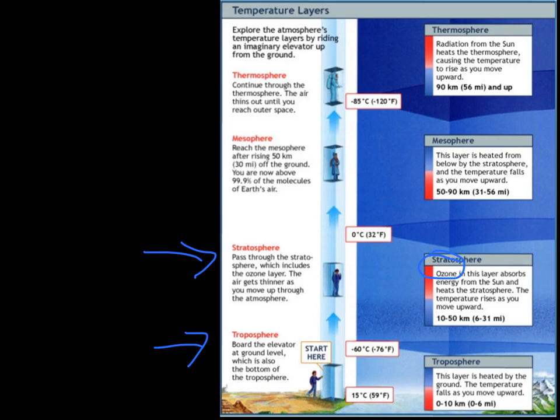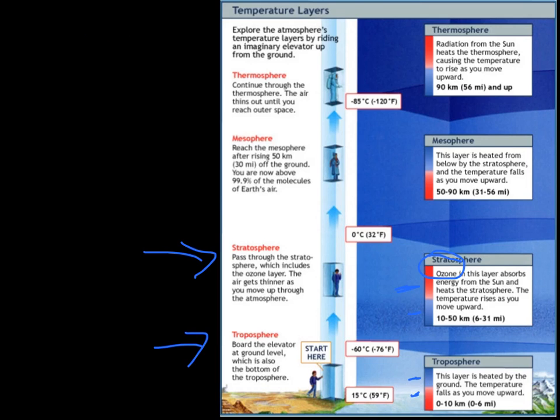You'll note that here in the stratosphere, this is where the temperature, instead of going from hot to cold like it did in the troposphere, in the stratosphere it's actually going to go from cold to hot. And again, that has to do with that ozone layer and how it traps the ultraviolet radiation.